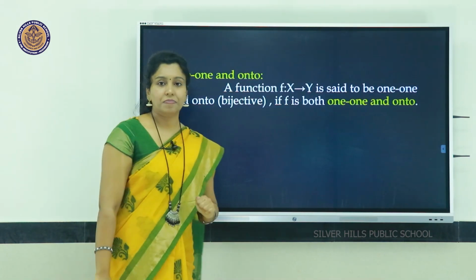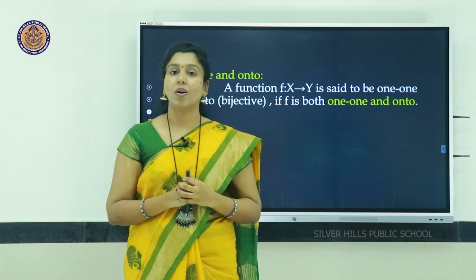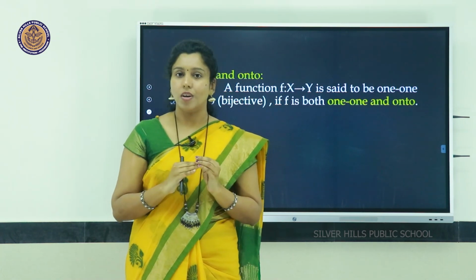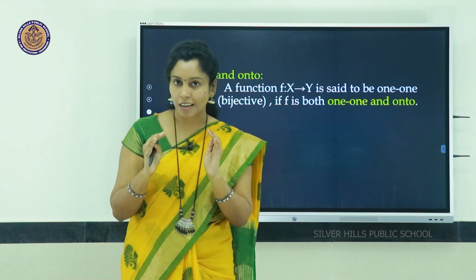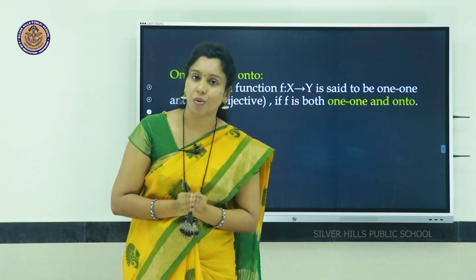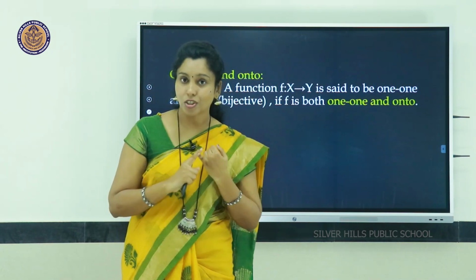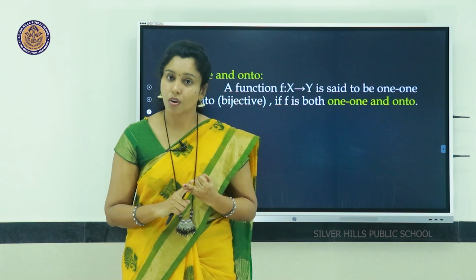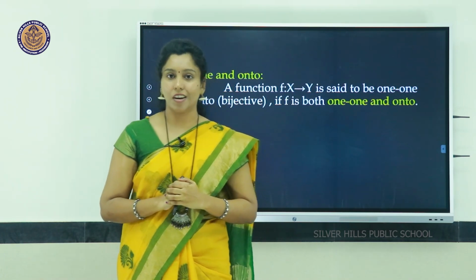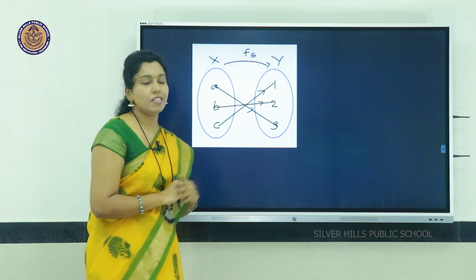Now the third one, 1-1 and onto. What is another name for that? We call it a bijective function. So 1-1 and onto. From the word itself it's clear, a function which is both 1-1 and onto is called a bijective function, and you know the condition of 1-1, you know the condition of onto also. If a function satisfies both these, we will conclude the given function is bijective, and here is an example for that.